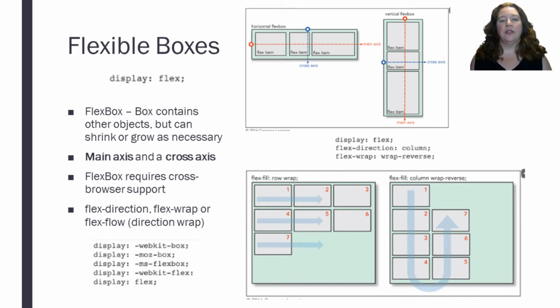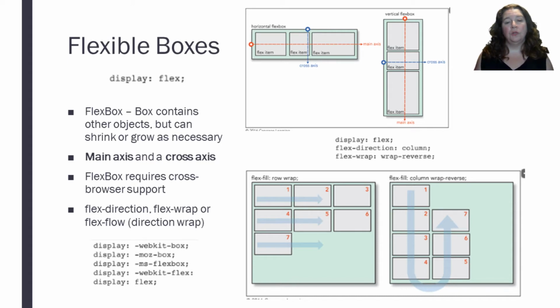Boxes can contain other objects, but they shrink and grow as necessary, and you can choose to manipulate your flex box in such a way so that if you have enough space, the items can go across, but if you don't have enough space, then they will move as necessary to fill in the spaces that they have.